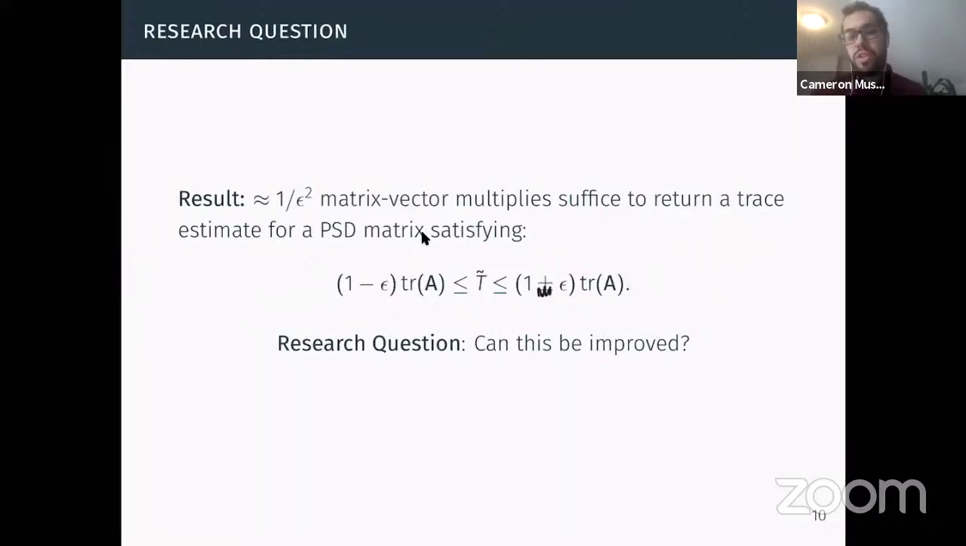And our research question is just, can this be improved? Can we provably take fewer matrix vector multiplications? In particular, we want the number of matrix vector multiplications to have a better dependence on epsilon. As epsilon gets smaller, this number grows quadratically in 1 over epsilon. We want it to grow at a lower rate so we can get higher accuracy with fewer matrix vector multiplications.